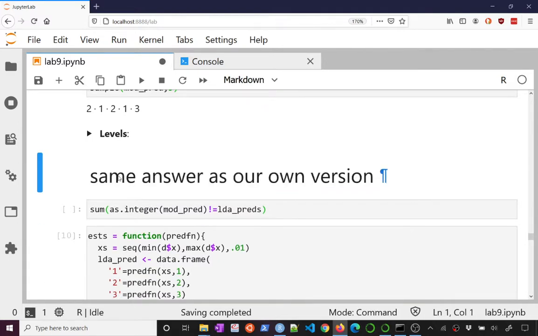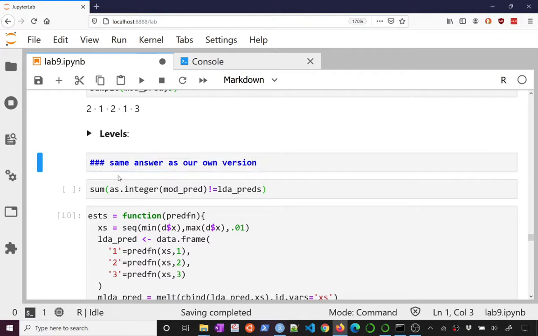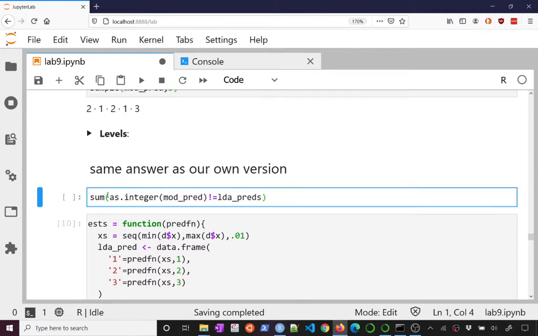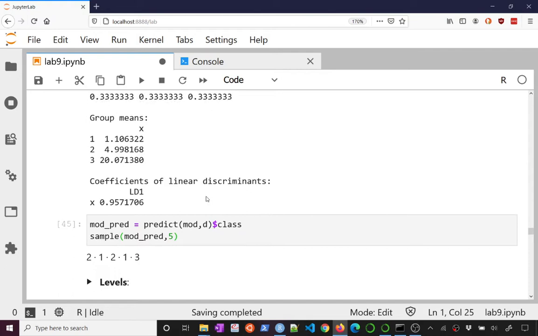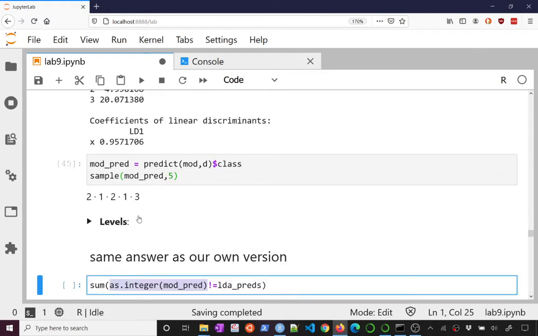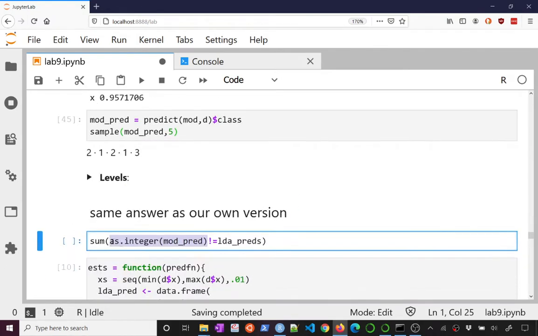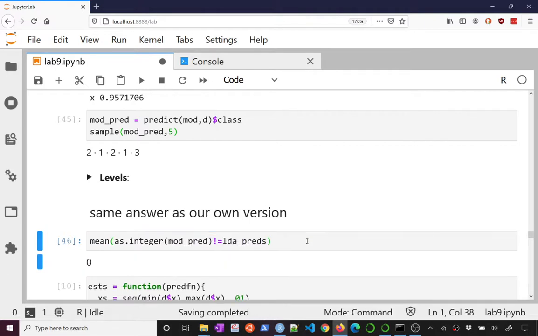And one way I can check that is, let's make it a little smaller. One way you can check that is, the predictions from the LDA function are factors, hence you see this little levels thing here. You can convert them into integers, and you could sum up, you would ask, what's the percentage of them that don't match? And of course, it's 0%. They all match perfectly.